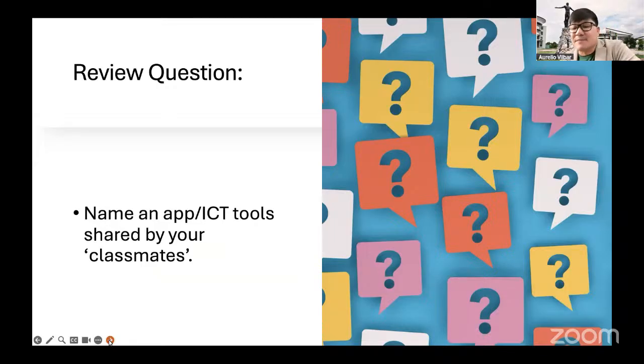Okay, can you please go to the chat box and tell everybody what specific ICT tool? Dante said ChatGPT. Diane said Canva. Are there any other examples? We have Canva, according to Manuel. ZipGrade, ChatGPT, and WeTransfer.